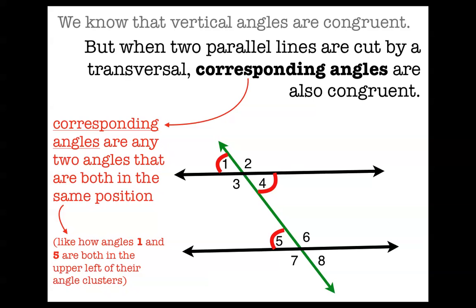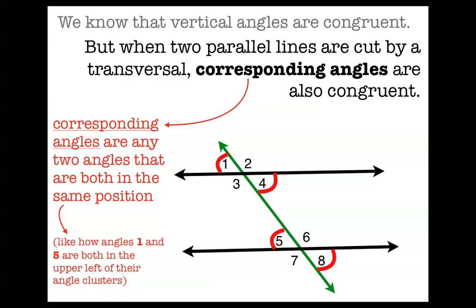By the way, angle 4 and angle 5 are inside the two parallel lines on the interior, and they're on alternate sides of the green transversal. So sometimes you might hear those called alternate interior angles, but let's not worry about that too much. There's still one more angle here that's congruent to angle 1. And it's not angle 2, and it's not angle 3, and it's not angle 6 or angle 7. It's angle 8.